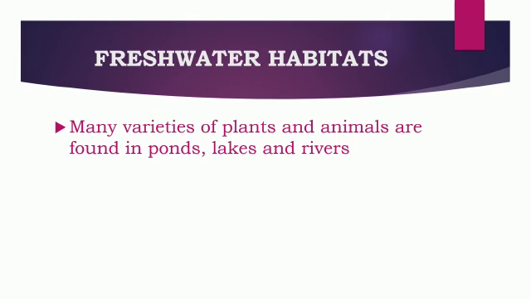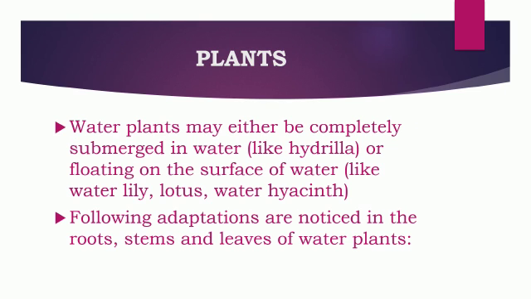Freshwater habitats. Many varieties of plants and animals are found in ponds, lakes and rivers. Now we will study about them. Plants living in the fresh water. Water plants may either be completely submerged in water like the hydrilla plant or floating on the surface of the water like the water lily, lotus or water hyacinth.